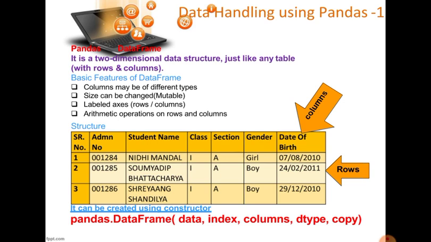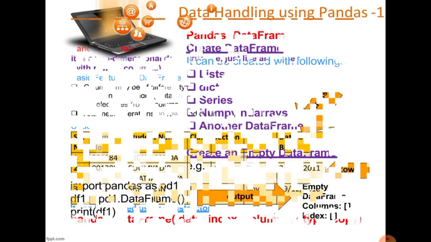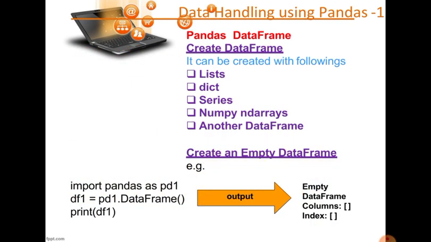And 1 to 3 are the rows and remaining columns. It can be created using the constructor pandas.DataFrame(data, index, columns, dtype, copy). Pandas DataFrame: create a DataFrame. It can be created with the following: list, dict, series, and ndarrays. Another DataFrame: create an empty DataFrame.